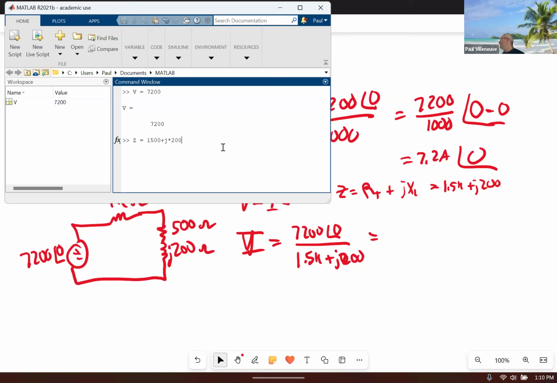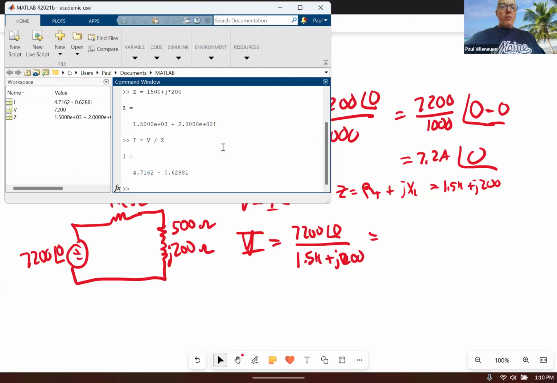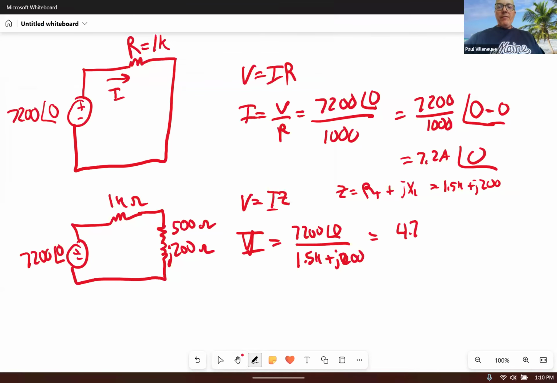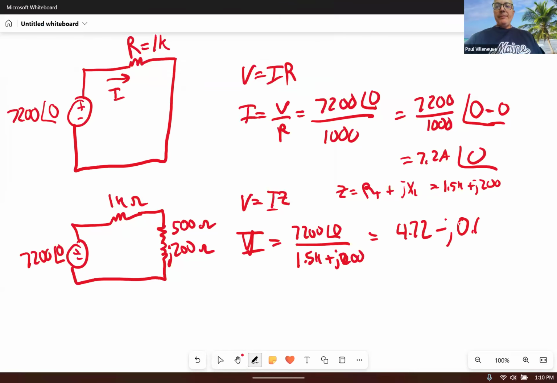Hopefully not too bad. I hit enter, and then MATLAB copies it down. Now I'm going to calculate I, which is V divided by Z. So my current is 4.72 minus J 0.63. And that's my current.